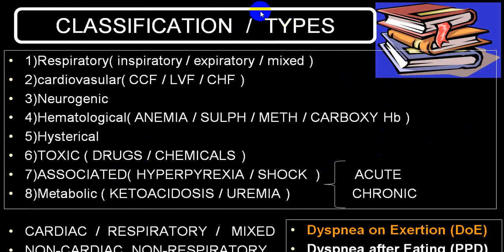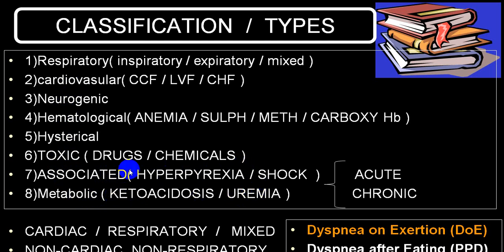There are different terms which are utilized depending upon the etiology. We call them respiratory group, cardiovascular group, neurogenic group, hematological group, hysterical, and those because of toxic drugs and chemicals, associated with certain groups like hyperpyrexia, shock state, metabolic disorders, etc.